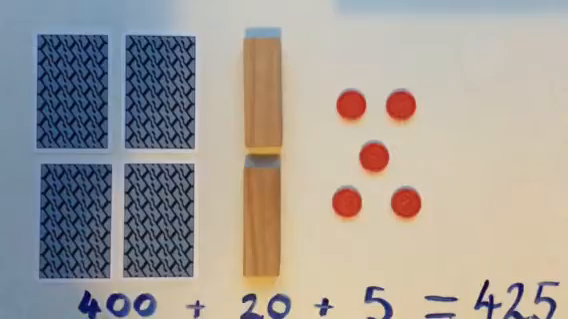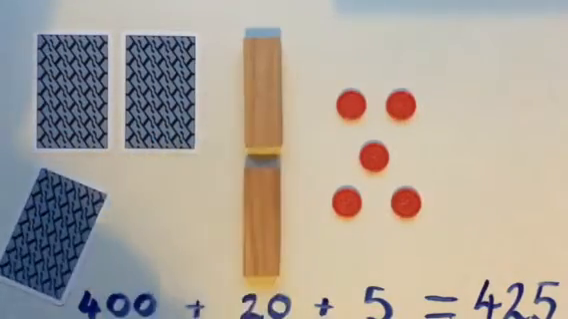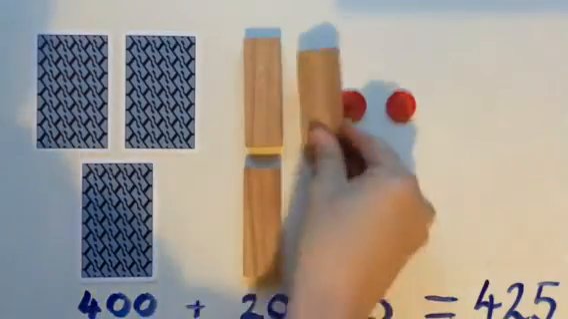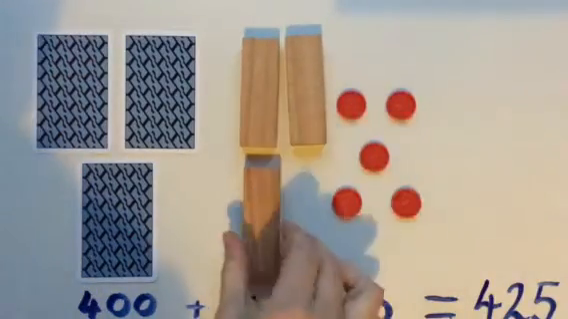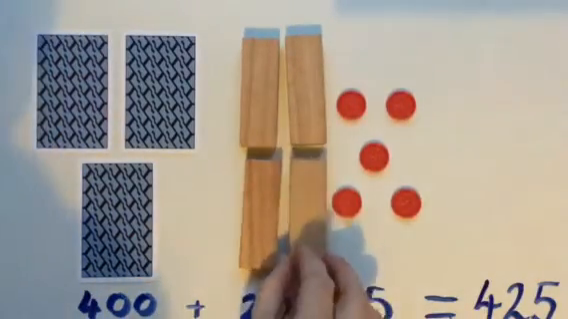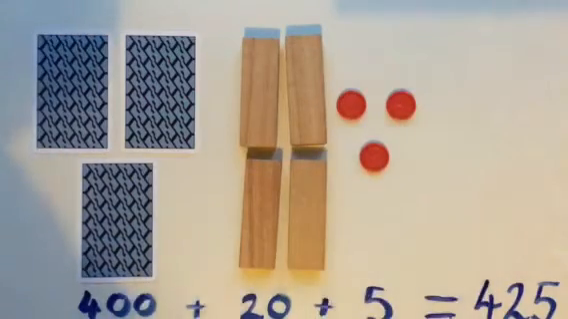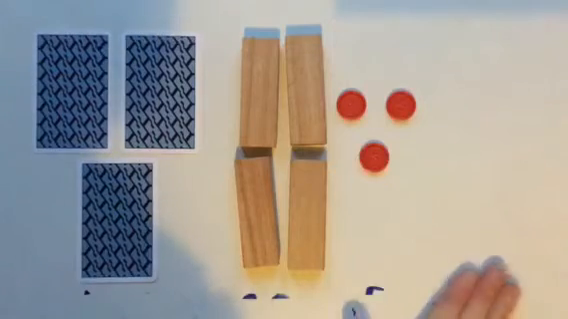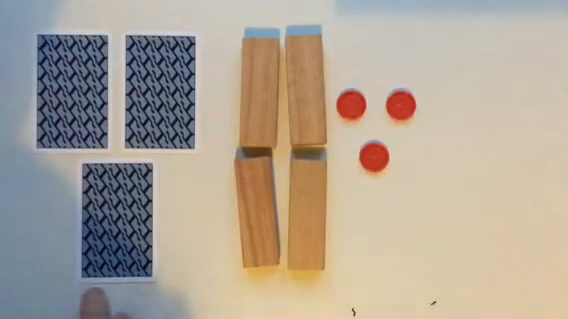Okay, we'll try another one. If I add on, maybe I'm going to take away 100 this time. I will add some tens. And I'll maybe take some away here. Okay, so now obviously my numbers are going to change. So let's see what we've got now.